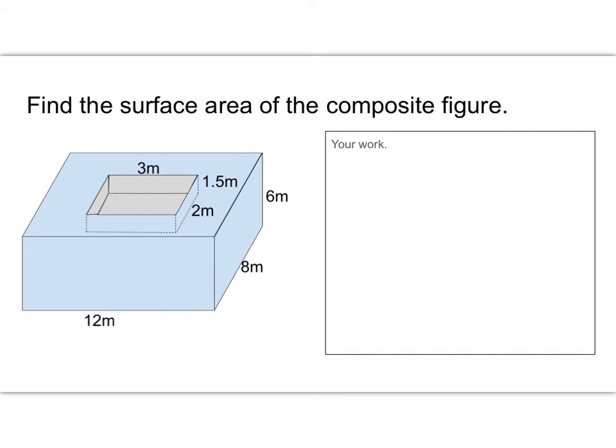So in this problem, we're going to use subtraction. What we essentially have is a box with a little hole in it on the top. I'm thinking about the blue part as a box and the gray part as a hole that's kind of dipped down inside the box. We want to find the surface area of this.